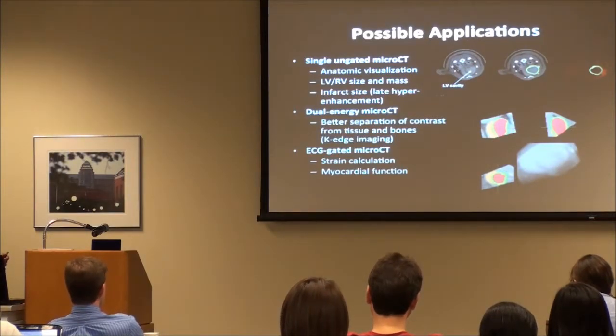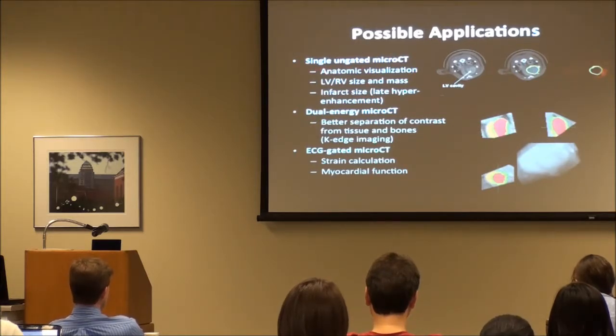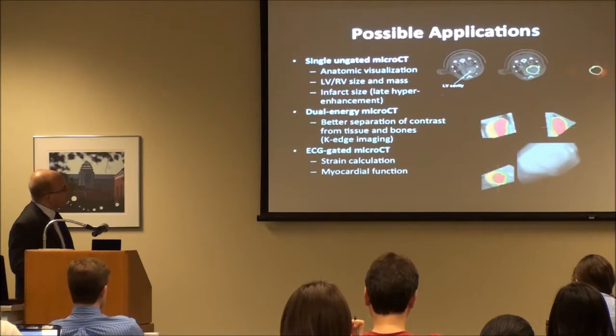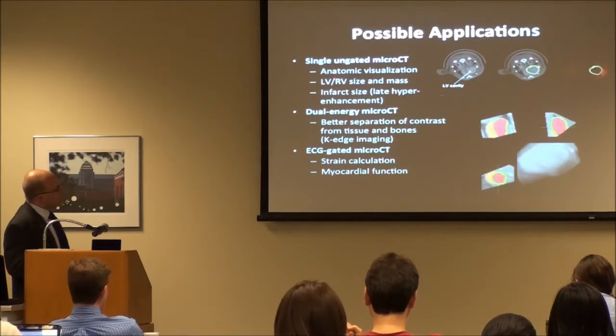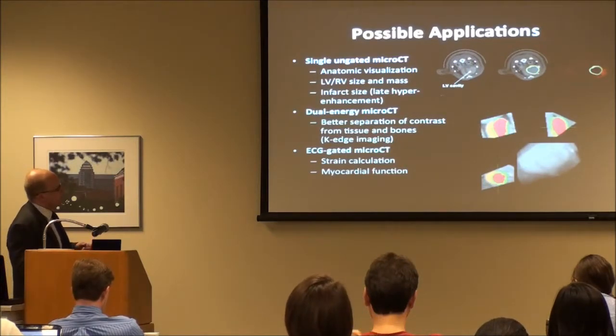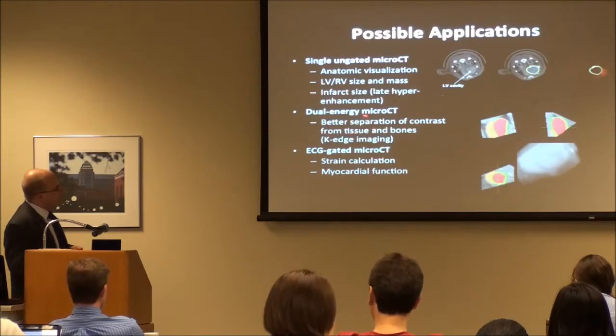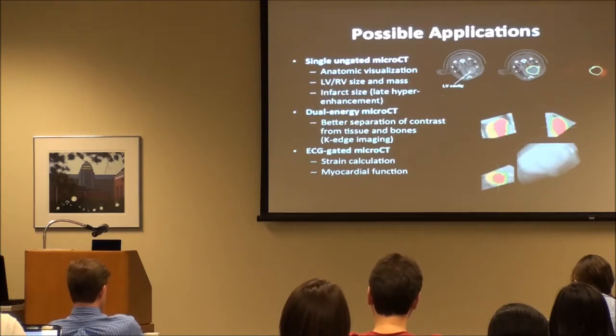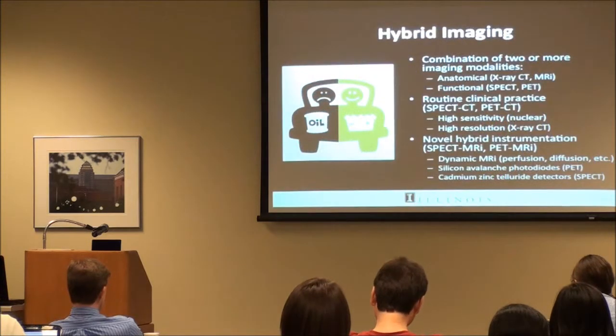So what are the possible applications of CT imaging? First, with single ungated micro-CTs, we can do anatomical visualization of the heart, for example, or other organs. We can calculate, for example, left ventricle versus right ventricle size and mass to assess the function of the heart. We can also do ECG-gated micro-CTs, for example, for strain calculations of myocardial function. But the final goal is actually to go to hybrid imaging.